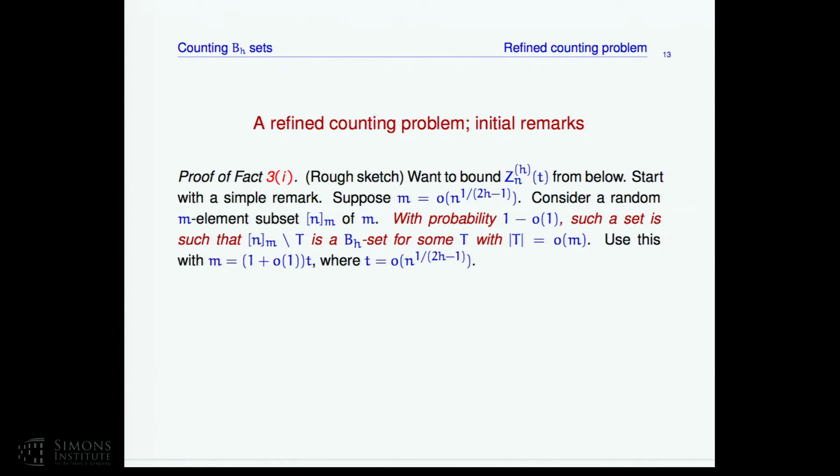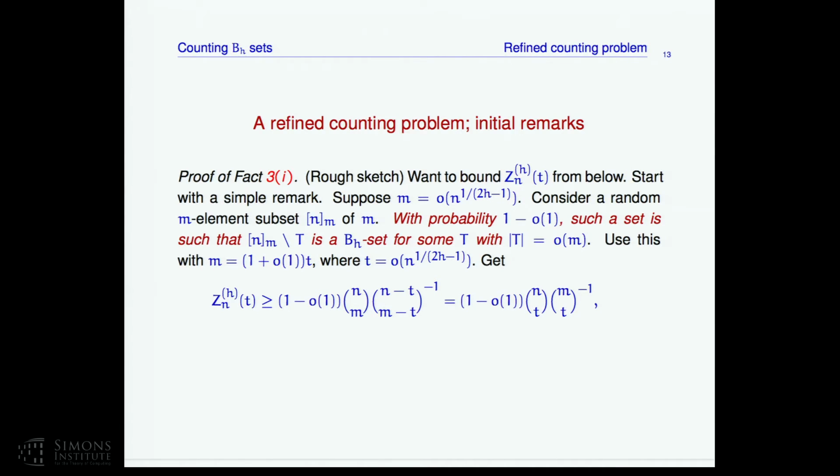Now you do the following. Remember, we are trying to bound this Z_n^h(t). So you make m a little bit bigger than t, and you apply this observation, and you do the following count. Every m-element set is essentially a BH set. So for every random set, you have one BH set. But then when you do this, you have lots of double counting, because two different random sets may have a large intersection and contribute the same BH set in your counting. So you have to discount this counting.